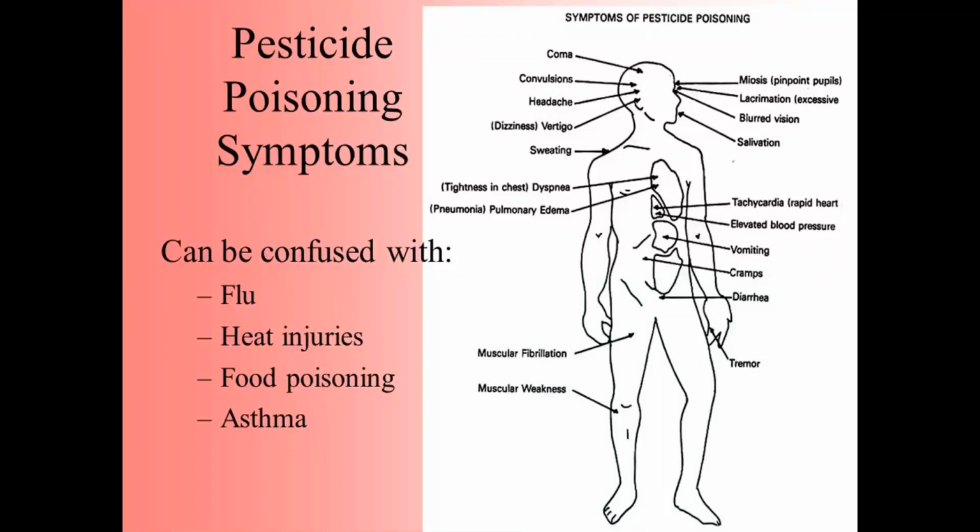Pesticide poisoning symptoms can be confused with flu, heat injuries, food poisoning, asthma. You can see information about symptoms of pesticide poisoning, for example coma, salivation, vomiting, diarrhea, tremor, and others.